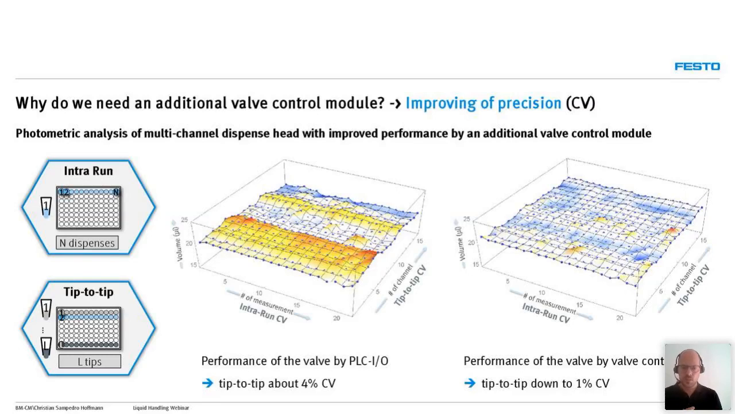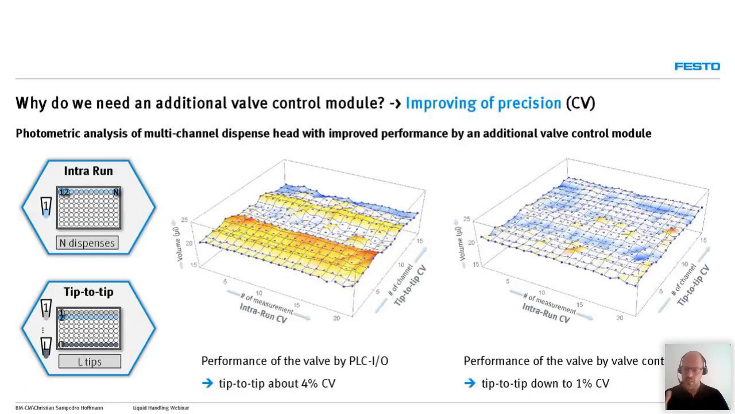I mean a tip-to-tip CV, that means we look at the whole channel set. So what is the difference again? Intra-run is only looking at one channel, and tip-to-tip means, what does the whole microtiter plate look like? And by optimizing this for each channel, we were able to reduce the CV to only 1%.